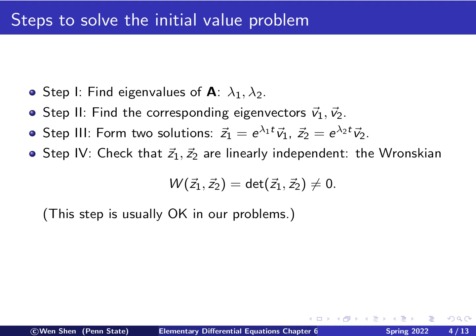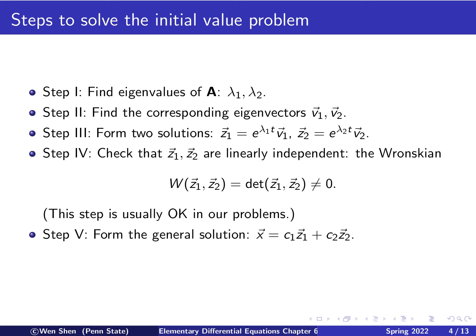The next step, we need to check if the solutions z1, z2 are linearly independent. That can be done by verifying the Wronskian, which is the determinant of this matrix, to be not zero. This step in the end actually will not be in your algorithm, because we will make sure that they are linearly independent. In fact, if lambda 1 is different from lambda 2, then these two solutions are linearly independent.